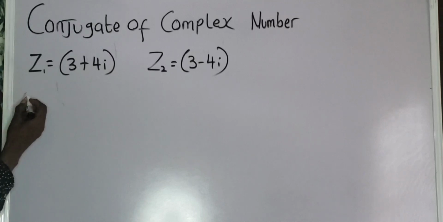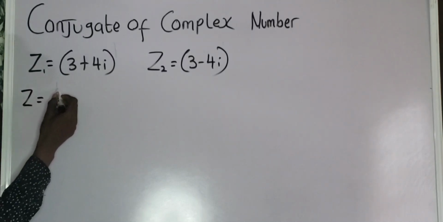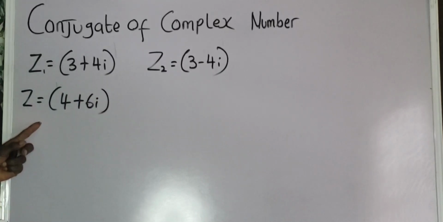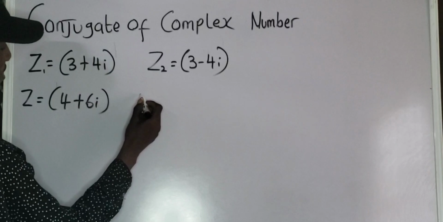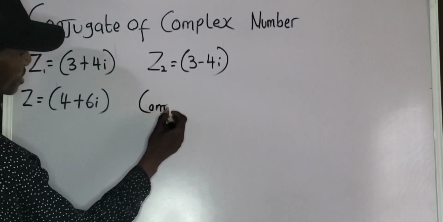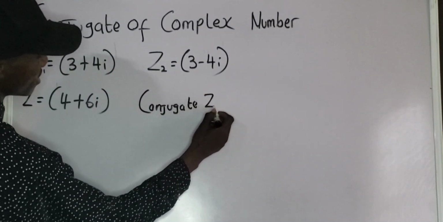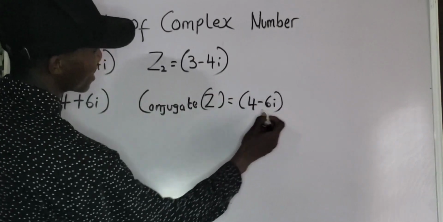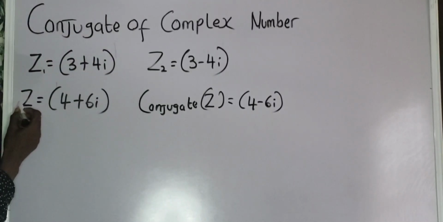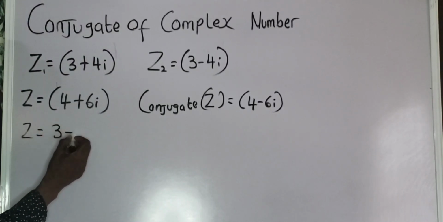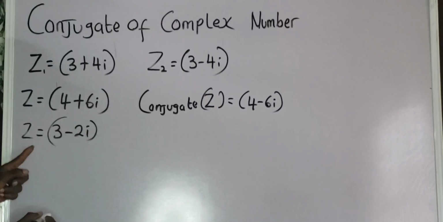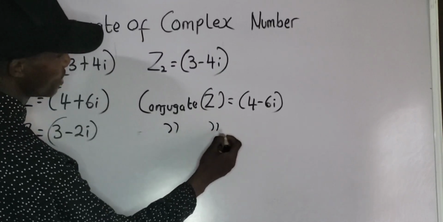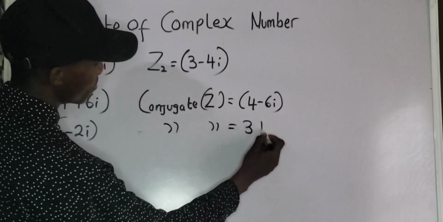Now, if I give you this complex number, Z is equal to 4 plus 6i, what is the conjugate of Z? The conjugate of Z is 4 minus 6i. Do you understand? If you are given that Z is equal to 3 minus 2i, what is the conjugate of this? The conjugate of this complex number is 3 plus 2i.